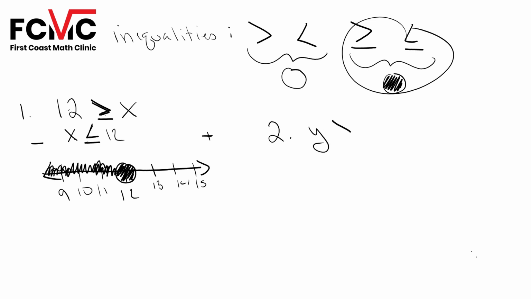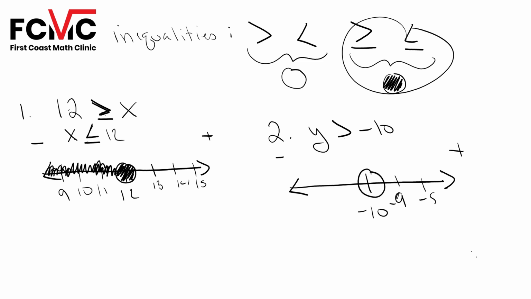All right, what about number 2? We can do y is greater than negative 10. So we've got our number line, put negative 10 in the middle. Now we just have greater than, so we want an open circle because we're not including the negative 10 in our solution. Larger values are to the right, smaller values are to the left. So we've got like negative 9, negative 8, and then negative 11, negative 12. So if y is greater than negative 10, we want to move towards our larger values. So we're going to shade to the right.